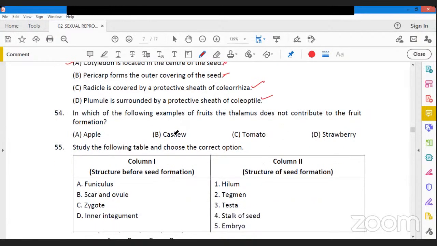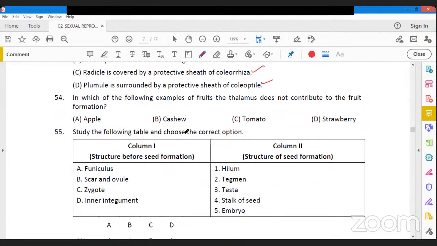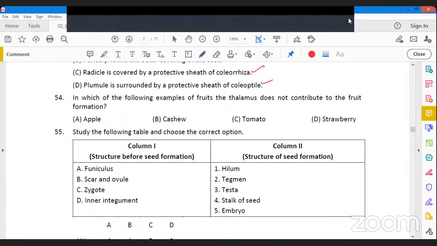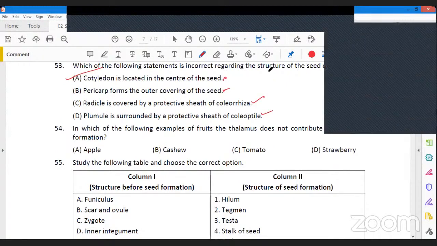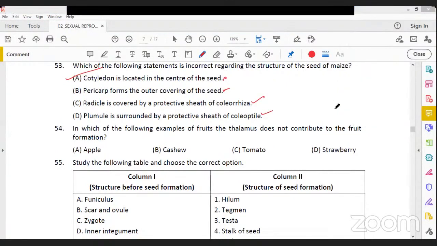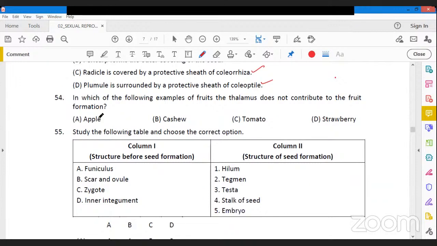Done. So next, 54th. In which of the following examples of fruits does the thalamus not contribute? The thalamus does not contribute to the fruit formation. So which one is a true fruit? True fruit means, apple, what we eat is the thalamus.